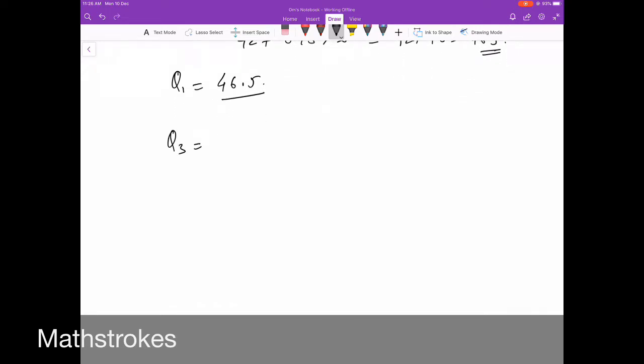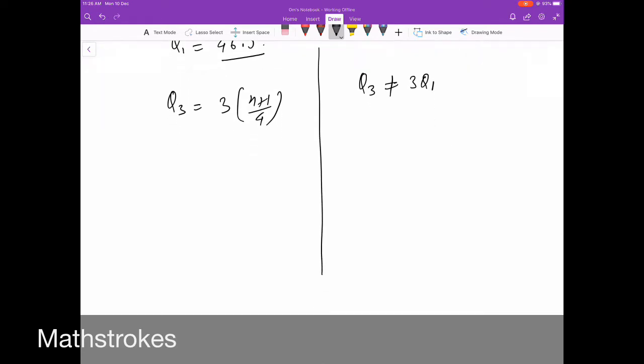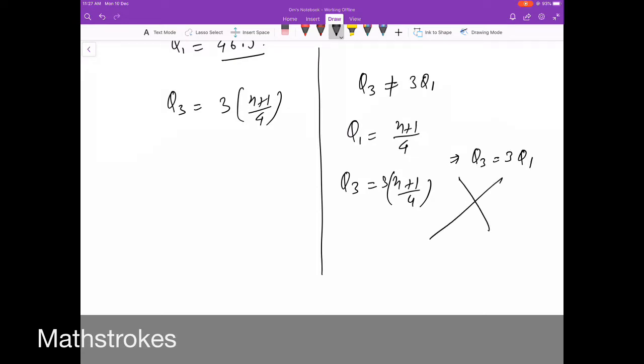Now let's calculate q3. q3 is equal to 3 times of n plus 1 upon 4. Please don't make the mistake here: q3 is not equal to 3 times of q1. Why may this come into mind? Because I said q1 is equal to n plus 1 upon 4 and q3 is equal to 3 times of n plus 1 upon 4. So we may think that q3 is equal to 3 times of q1, which is totally wrong. Why wrong? Because this is not the value, this is the n plus 1 by 4th term actually. So please don't make this mistake.